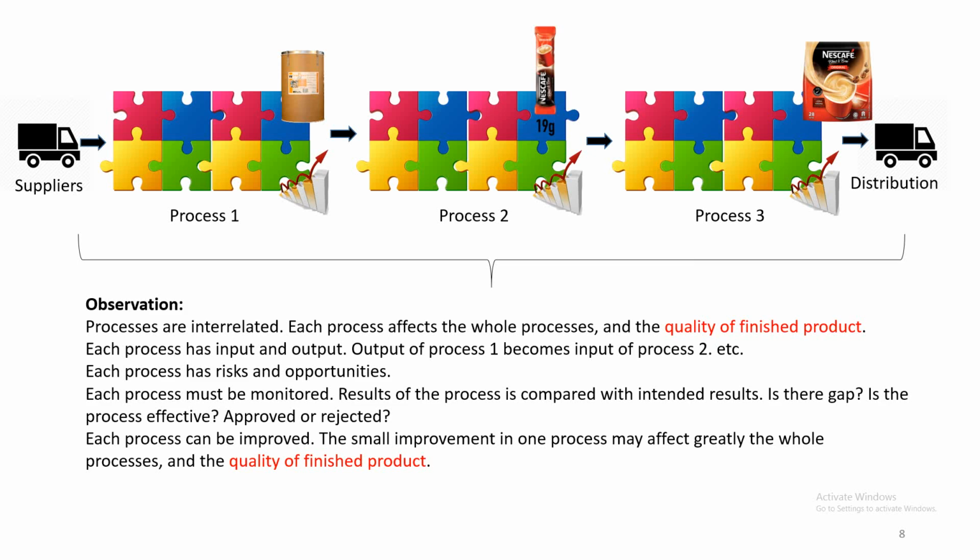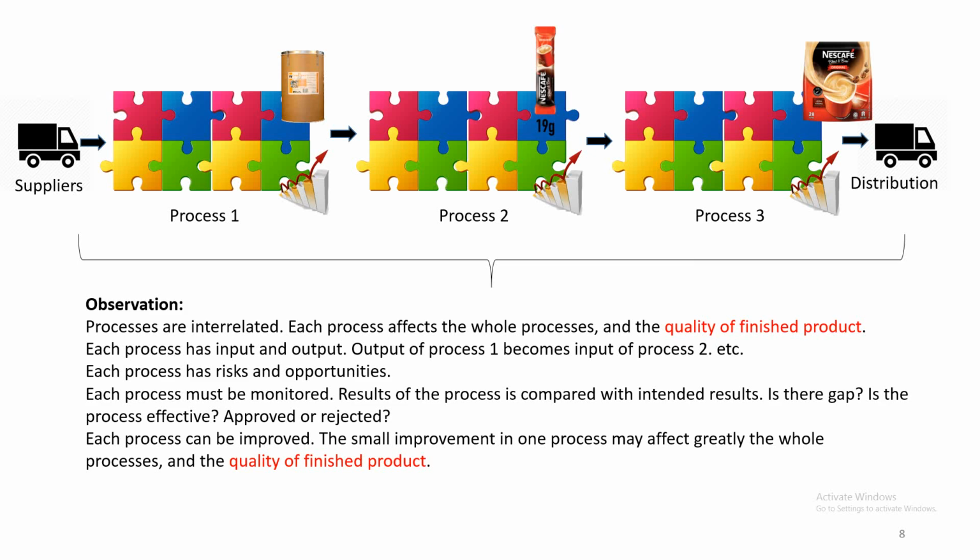So from here what we can learn is, number 1, processes are interrelated. Yeah? Whatever changes you make in process 1 will affect the whole processes and will eventually affect the quality of finished products. Number 2, each process has input and output. Output of process 1 become the input of process 2, and etc. It goes on and on. Each process has risks and opportunities, so it is up to you to analyze them. Process 1 has different risks and different opportunities. Process 2 has different risks and opportunities.